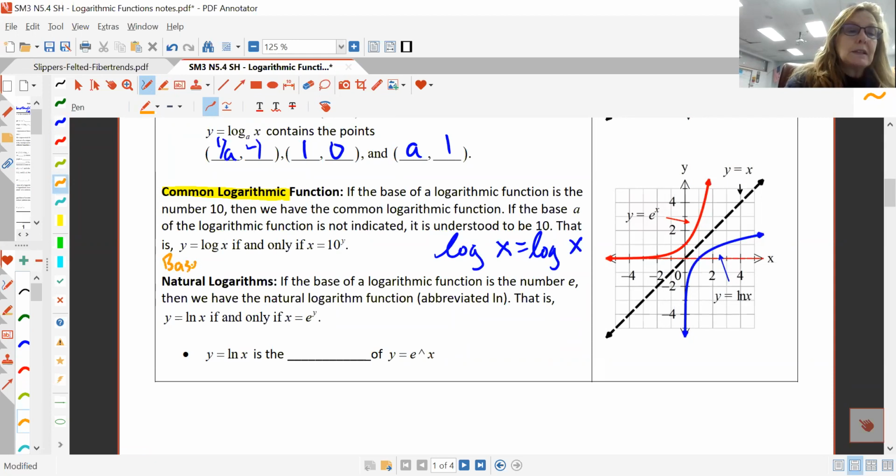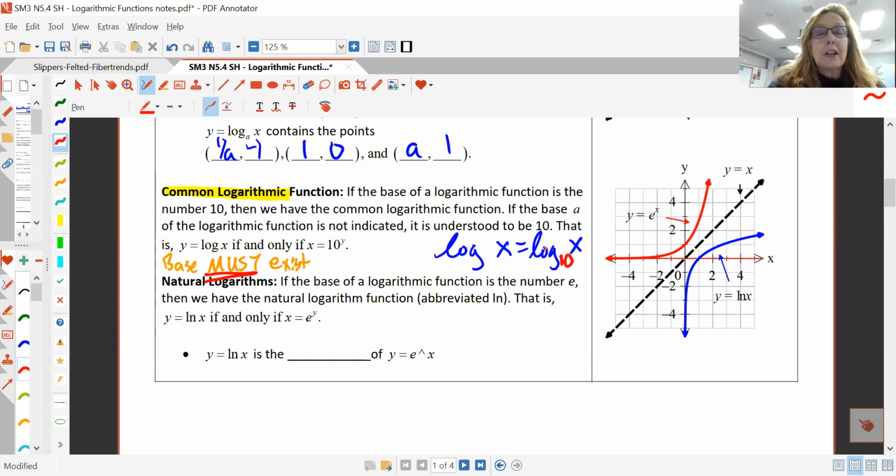Base must exist. So you have to have a base, all right? If you don't see a base, it's kind of like multiplying by 1. You don't have to see it to be there. So basically, if you don't see a base, then the base you can write in is 10, okay?